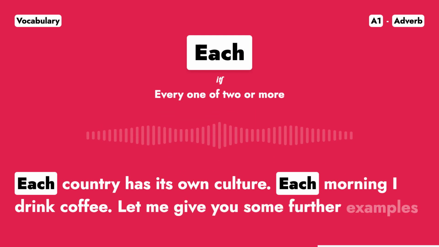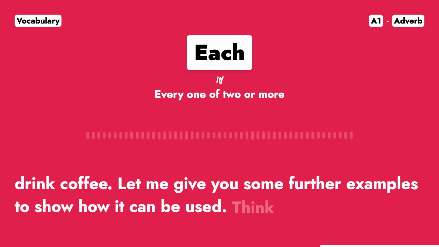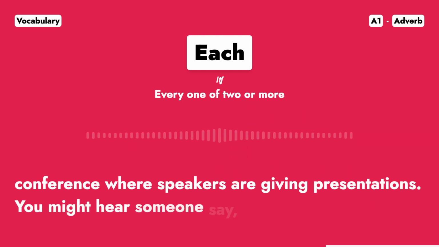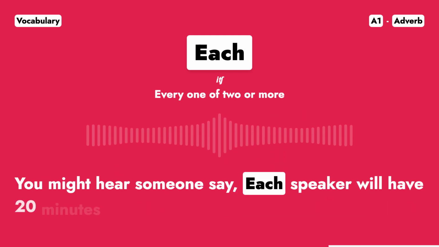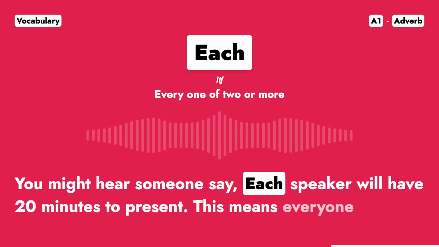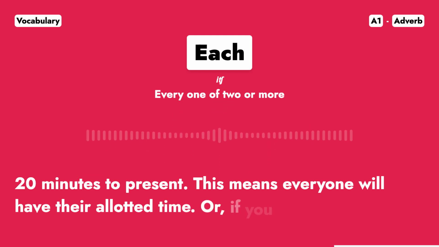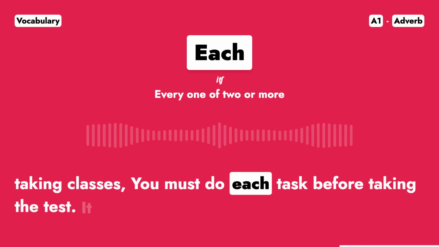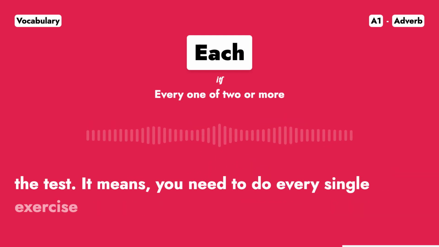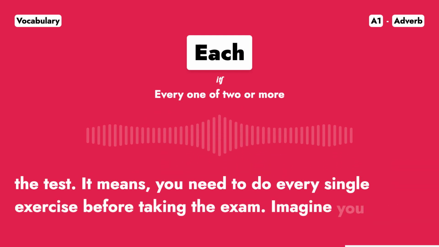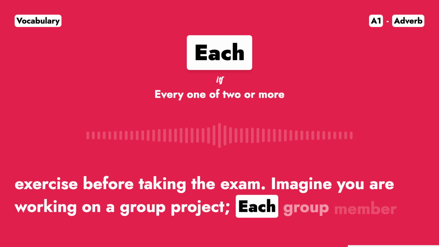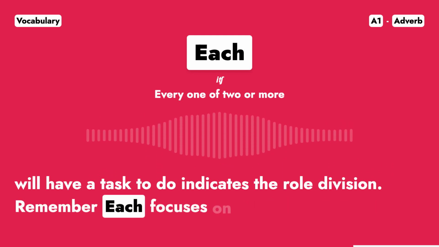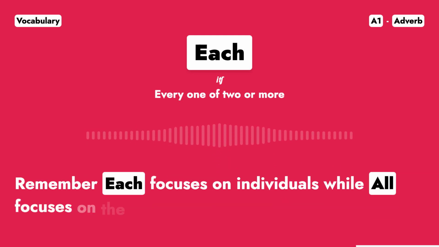Let me give you some further examples to show how it can be used. Think about going to a conference where speakers are giving presentations. You might hear someone say, each speaker will have 20 minutes to present. This means everyone will have their allotted time. Or, if you're in a school or taking classes, you must do each task before taking the test. It means you need to do every single exercise before taking the exam. Imagine you are working on a group project. Each group member will have a task to do. Indicates the role division. Remember, each focuses on individuals while all focuses on the group.